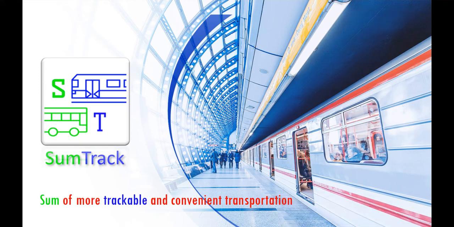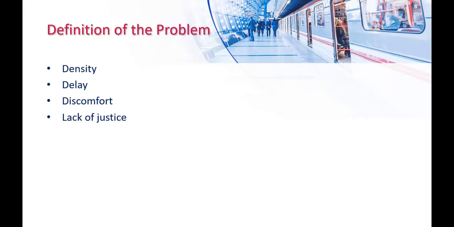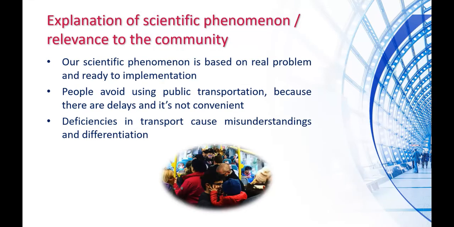Hi, this is SumTrack and we would like to show you our idea for public transportation. First of all, there are four different main problems in public transport: lack of justice, delay, density, discountable. The problem that our solution is based on is very huge in our country.